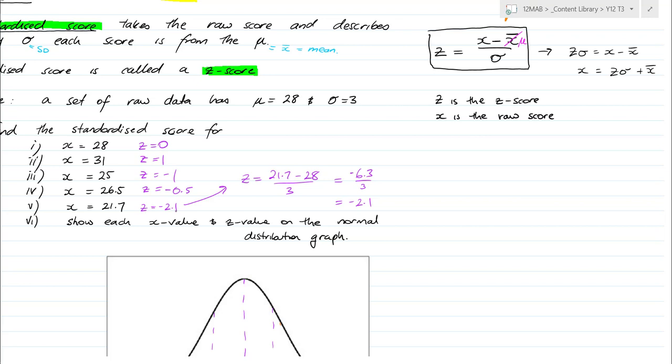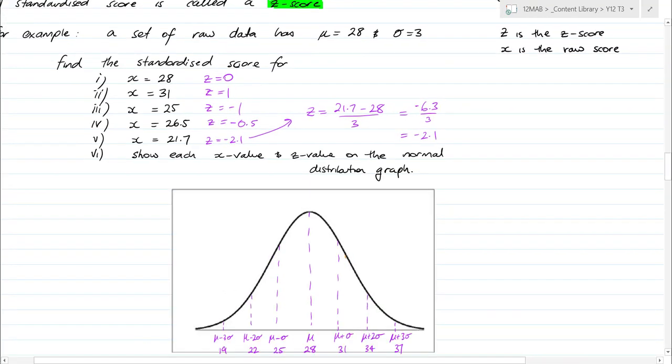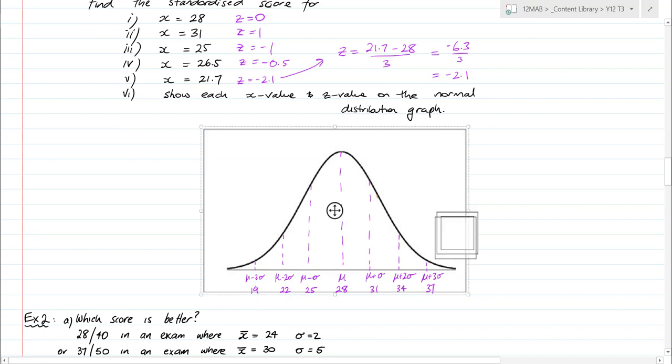Part 6 there says, show each of the x values and z values on a normal distribution graph below. So I'm going to scoot down and finish that off. We've already done the raw scores. Now I'll do the z scores in green. The z score at the mean is 0. So there's 0 standard deviations above and below. The z score at 31 is 1, because that's 1 standard deviation above, and we calculated that in part B.